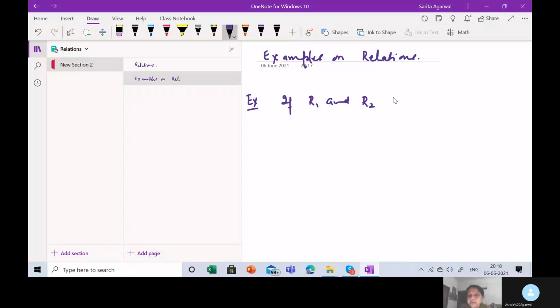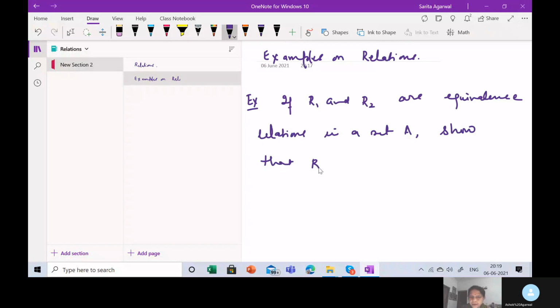If R1 and R2 are equivalence relations in a set A, then show that R1 intersection R2 is an equivalence relation. Right? So now we're going to prove this.